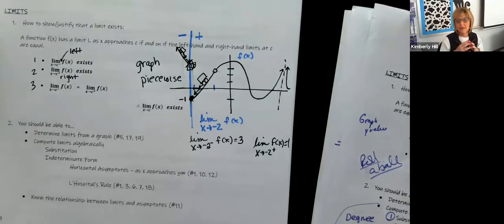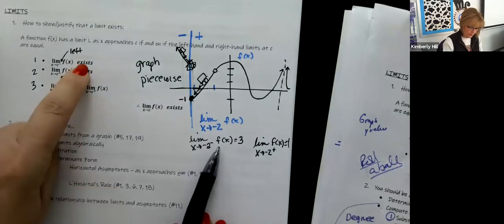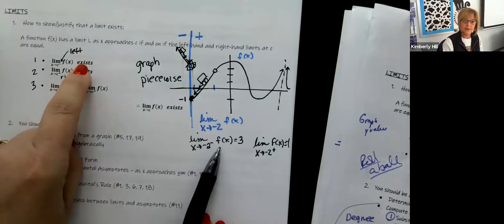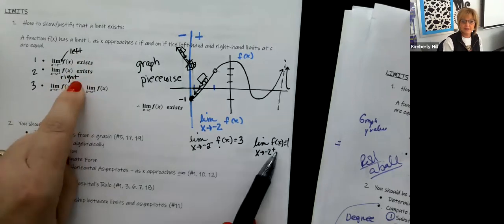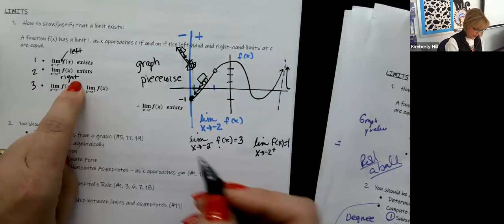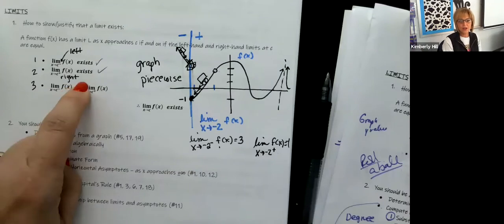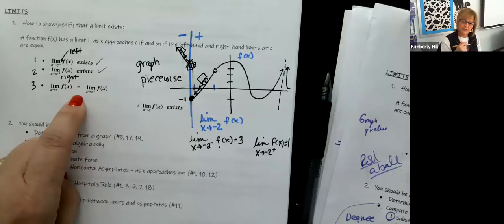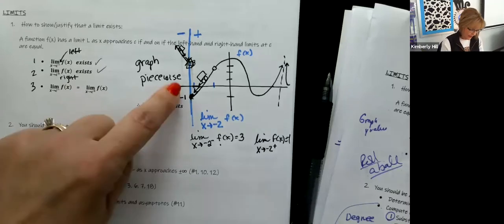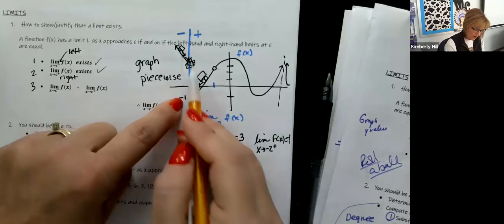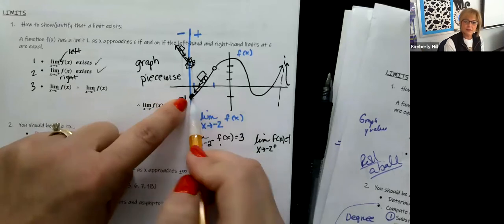Now, if that limit is going to exist, my 2 cars had to end up at the same place. So if the limit exists, I'm showing the limit exists from the left. I'm showing the limit did exist from the right. So I have accomplished number 1 and number 2. But that's not good enough. I have a limit from the left, I have a limit from the right, but are they the same? And so then I have to go back and decide, did my cars end up at the same party?